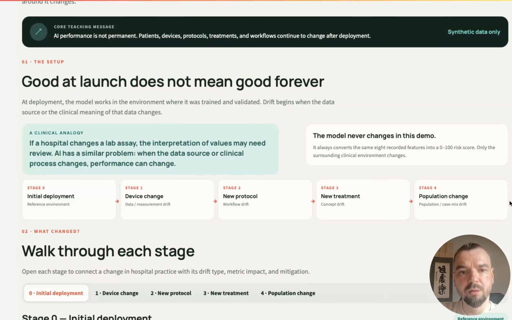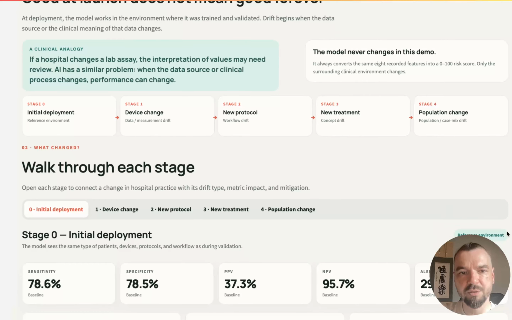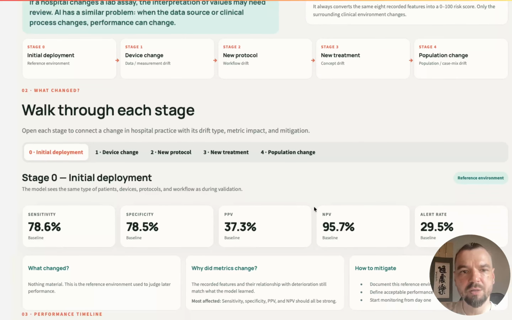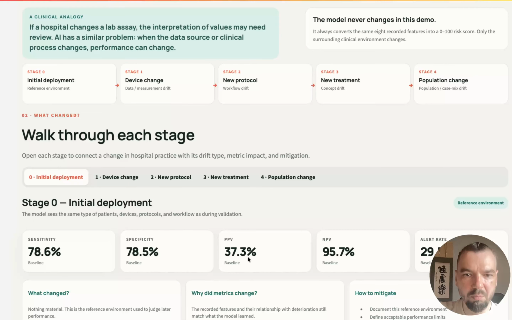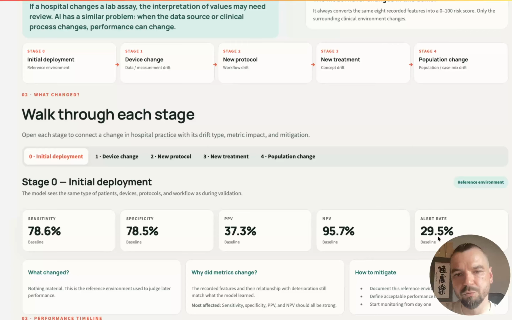But then after some time, and in our mind experiment the model never changes, nothing changes. We don't change the threshold, we don't change weights, nothing. Everything stays completely the same. And here is the baseline performance: positive predictive value, specificity, sensitivity, around 80%. This is actually not bad. Alert rate is 29%, so that's how many alarms we have. Okay, great. We're happy with it.